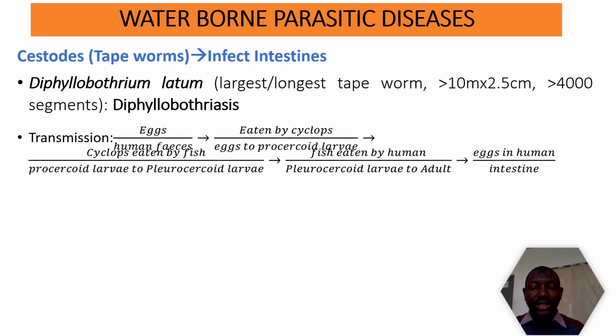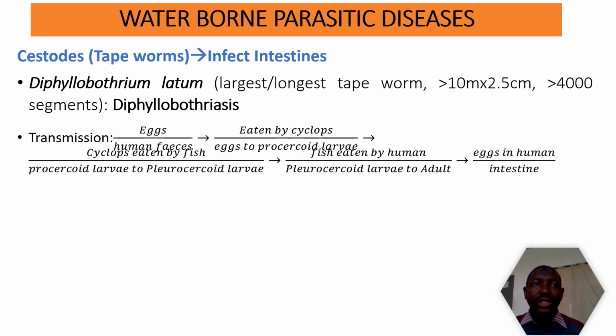Once ingested by man, the parasite will get into the small intestine, and there the plerocercoid larvae will develop into an adult worm that will continue to grow in the small intestine, consuming a lot of nutrients, and therefore resulting in several symptoms such as abdominal discomfort and weight loss, because it consumes a lot of nutrients, making the person have a kind of starvation in the midst of plenty.